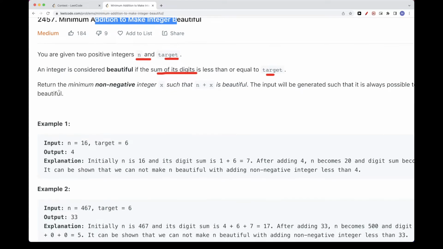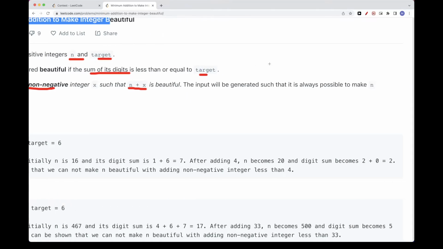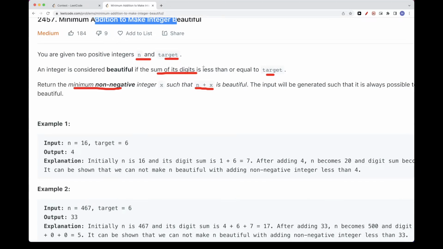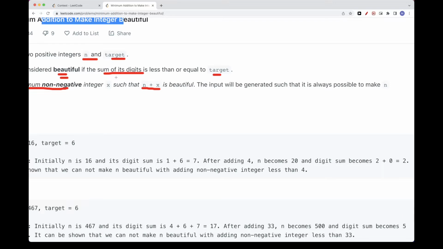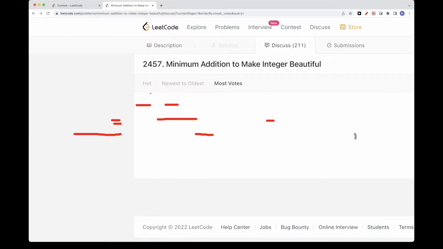So what we want to do is return the minimum non-negative integer such that adding that number to n makes n beautiful. So adding that number to n makes it less than or equal to target. Not the number itself, but the sum of its digits less than or equal to target, because that's the definition of beautiful here.